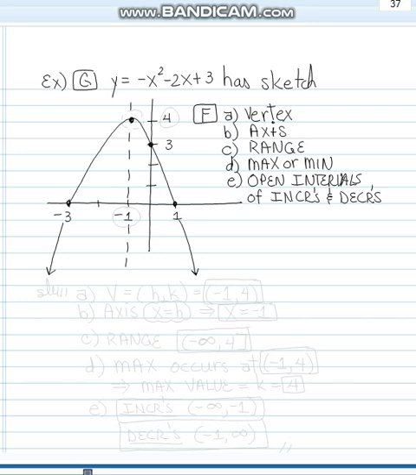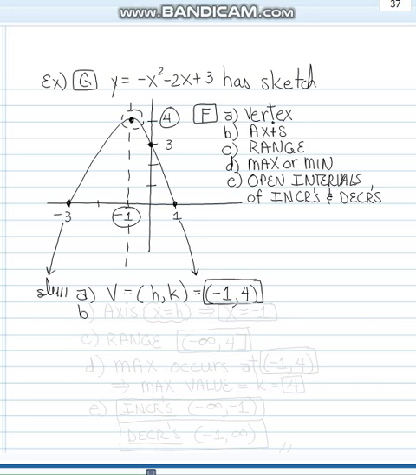Solution. Part A. Here is the location of the vertex. We have to read the ordered pair. V is equal to the ordered pair (h, k) for the (x, y). The h, or the x coordinate, corresponds to -1 on the x-axis, and the y coordinate corresponds to +4. So there is our vertex.